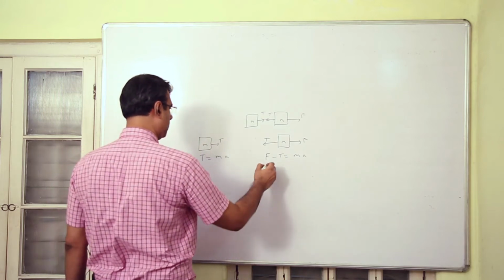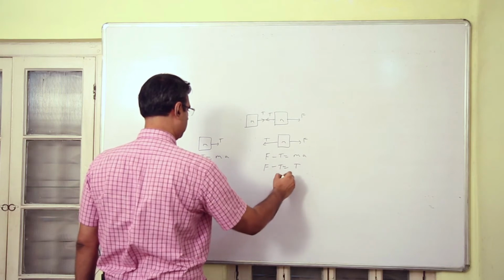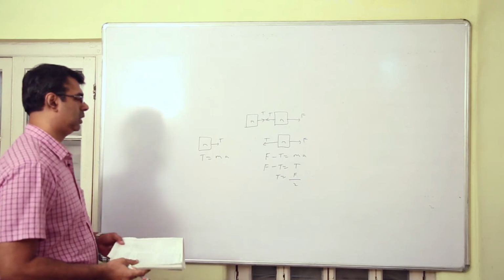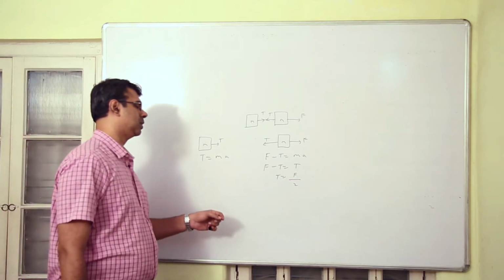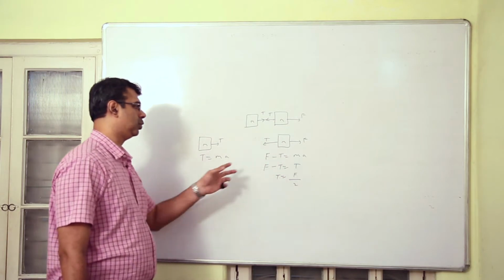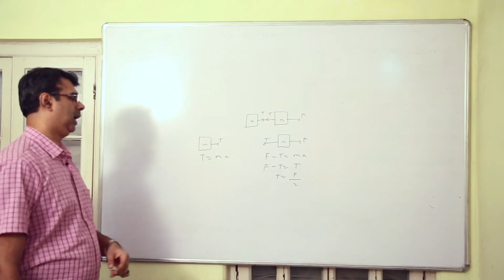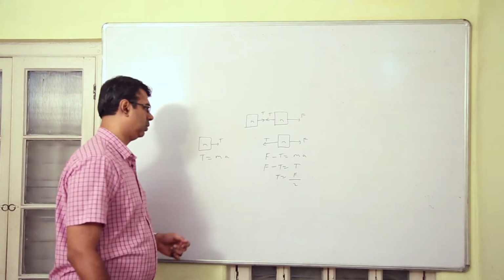Sorry. You have to find T. So F minus T equal to T. So T is equal to F by 2. So this will be the tension in the string. So we got the answer by drawing two separate free body diagrams for the two masses and applying Newton's second law, resultant force equal to m into a.